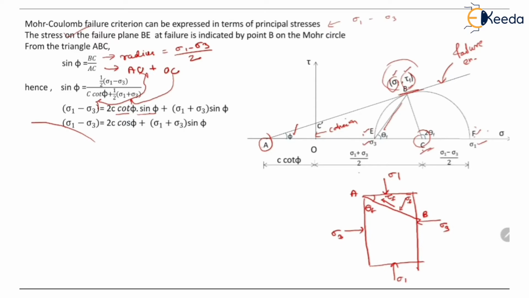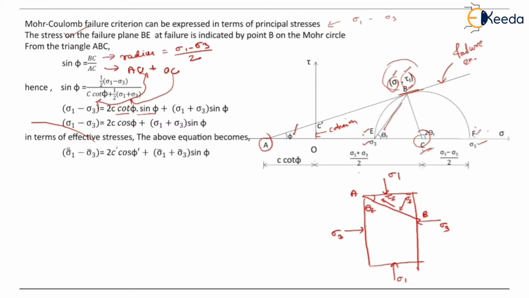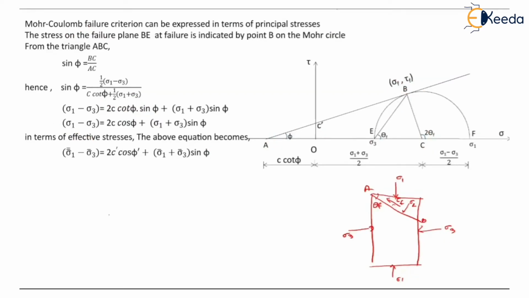Now if we consider the effective stresses, then in terms of effective stresses, the above equation will become sigma 1 bar minus sigma 3 bar equal to 2c dash cos phi dash. Means c is replaced by c dash and phi is replaced by phi dash, plus sigma 1 bar plus sigma 3 bar into sin phi dash.